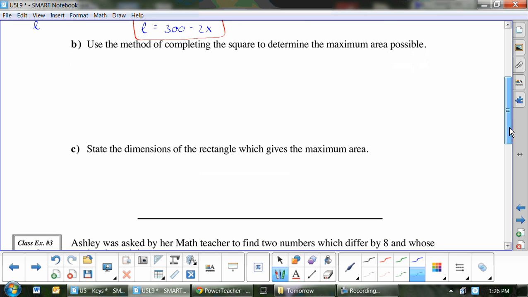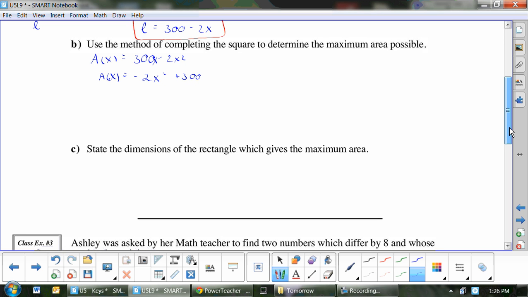Okay, so they say use the method of completing the square to determine the maximum area possible. So we'll go, okay, we know that our area is 300x minus 2x squared. And we're just going to rewrite this in the way that we usually deal with things. So all I'm doing is changing the order so that we have it in the form that we like to have our quadratics in.